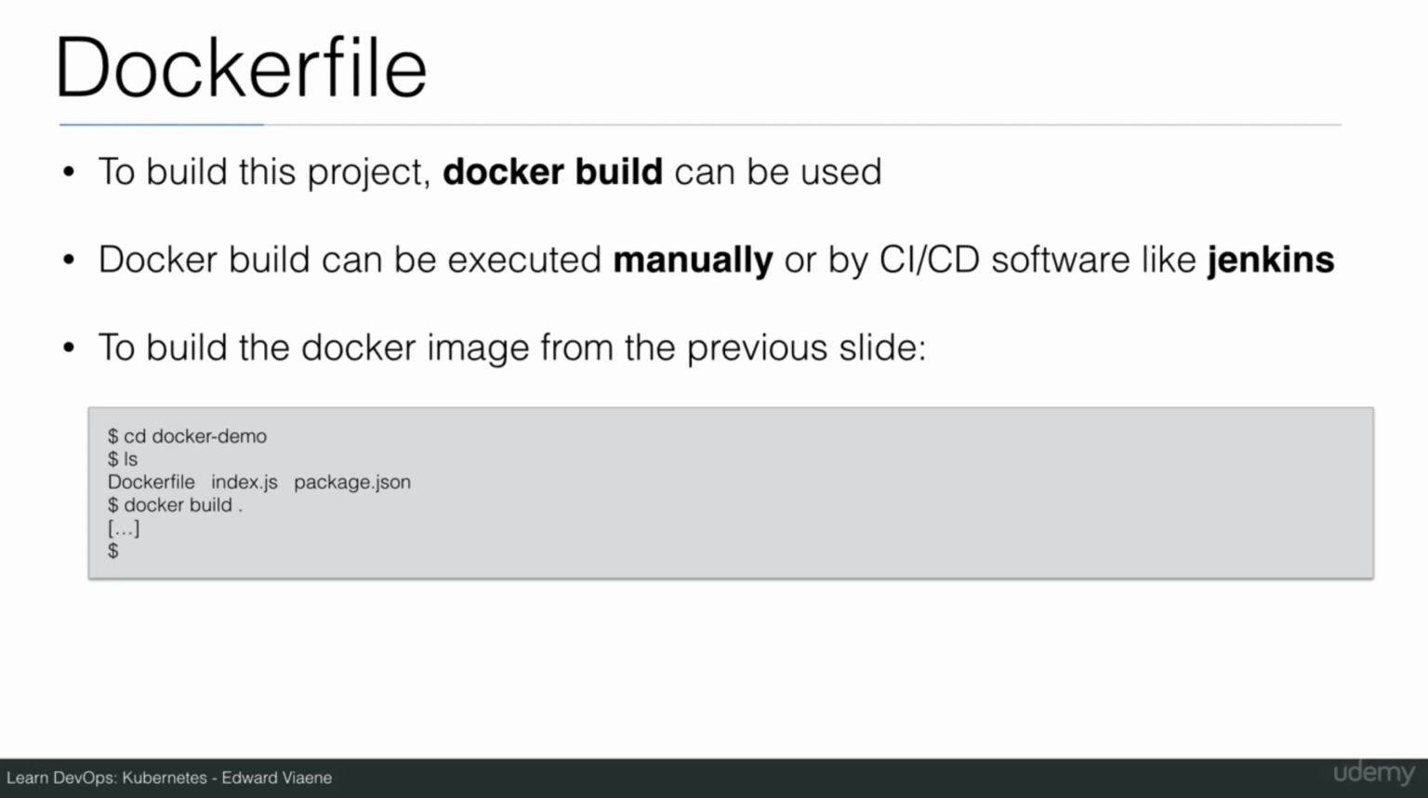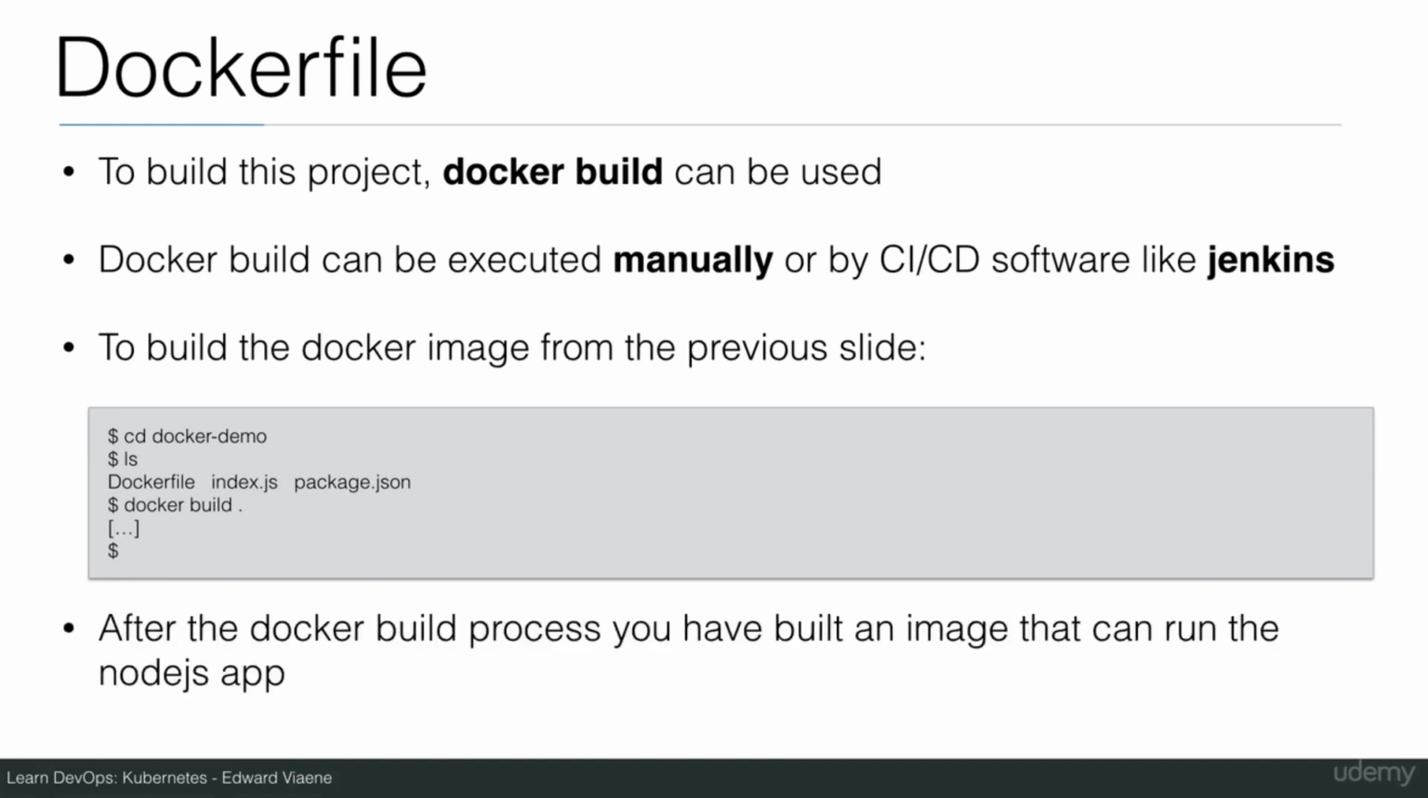If you want to build then this image using the definition in this Docker file, you enter docker build and that is going to start the build process. After the Docker build process, you have built an image that can run the Node.js app. And that build process that I just explained, that's what I'm going to show you in the next demo.